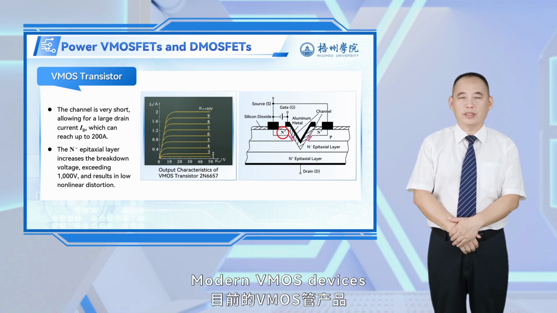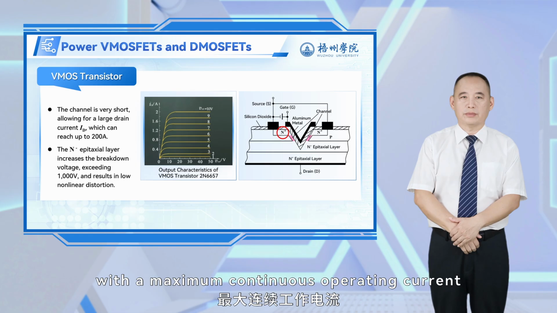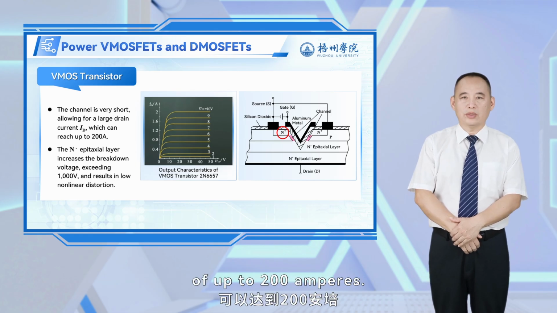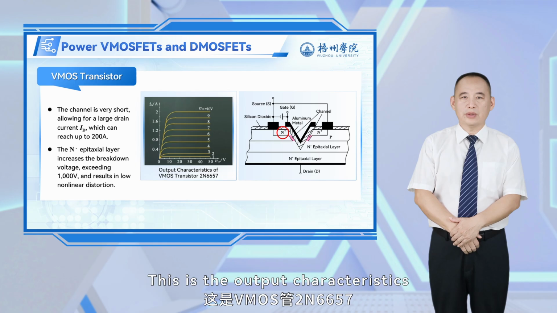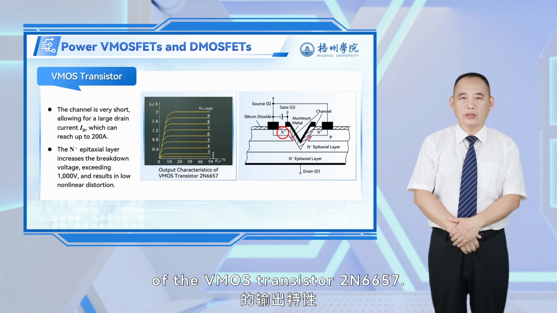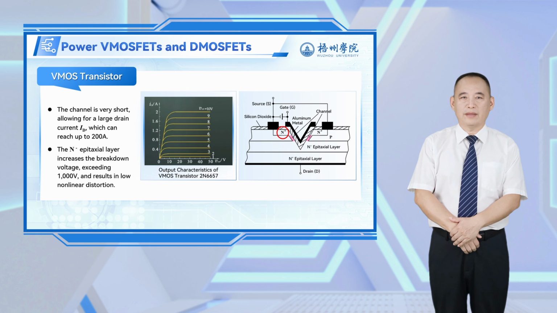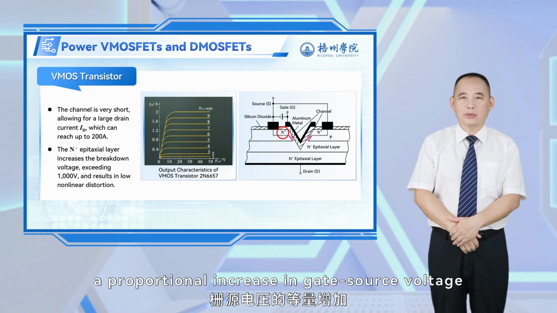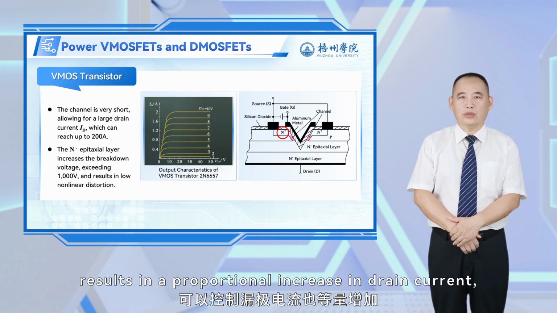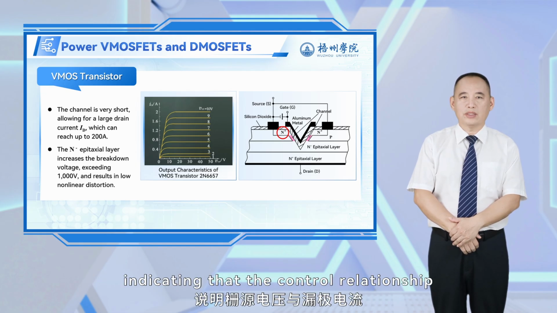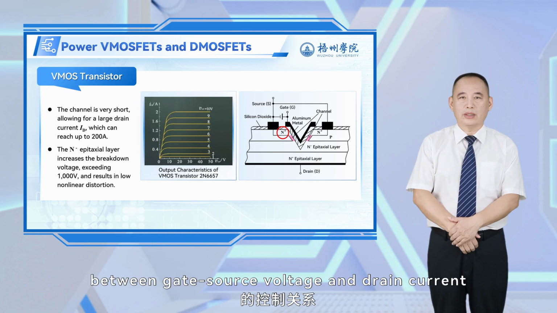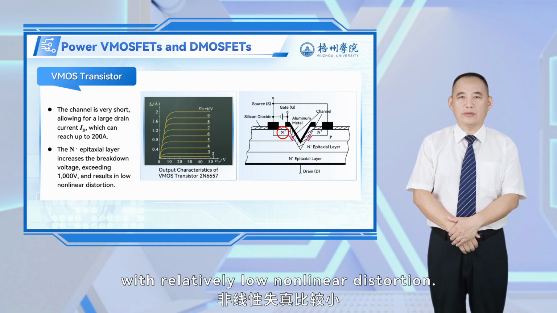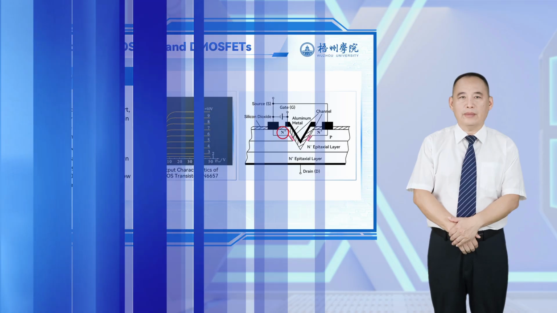Modern VMOS devices can achieve breakdown voltages exceeding 1000 volts, with a maximum continuous operating current of up to 200 amperes. This is the output characteristics of the VMOS transistor 2N6657. It can be seen that when the drain current exceeds 0.2 amperes, a proportional increase in gate source voltage results in a proportional increase in drain current, indicating that the control relationship between gate source voltage and drain current is highly linear, with relatively low nonlinear distortion.